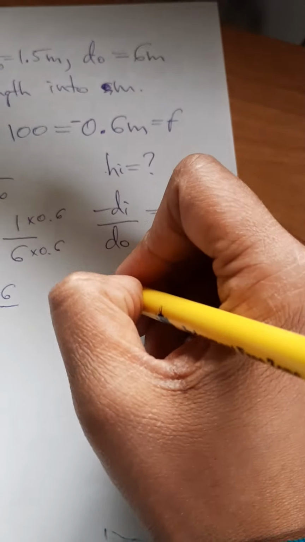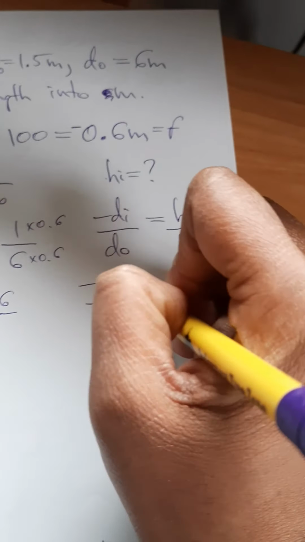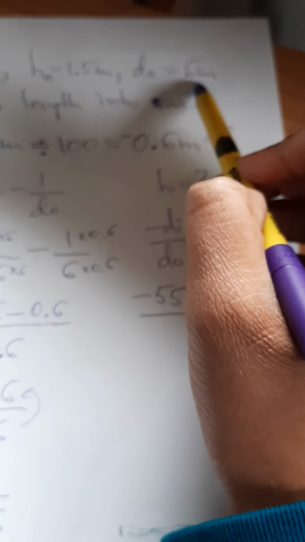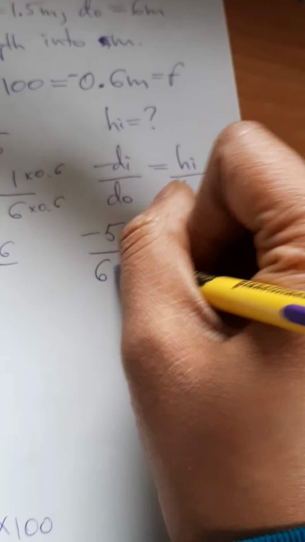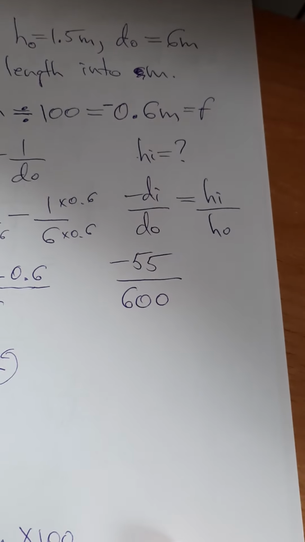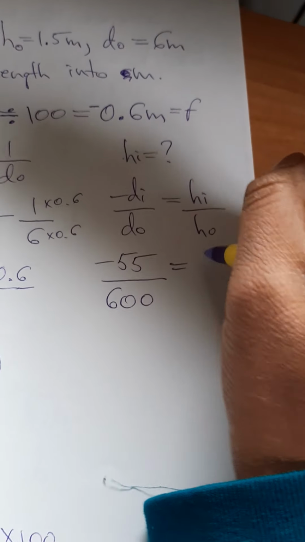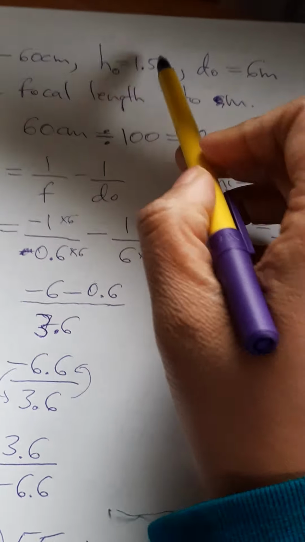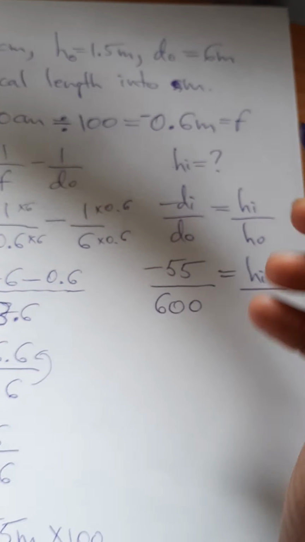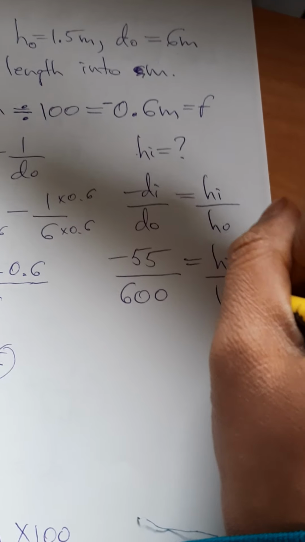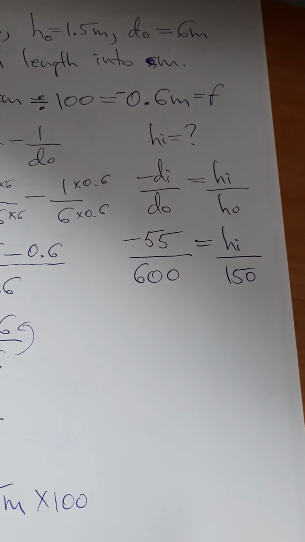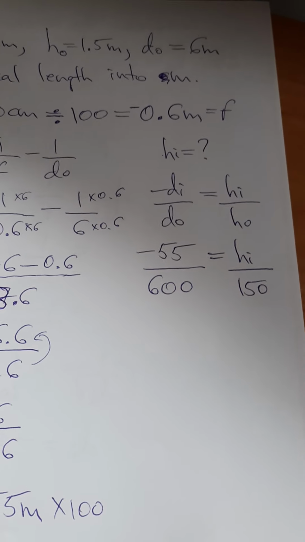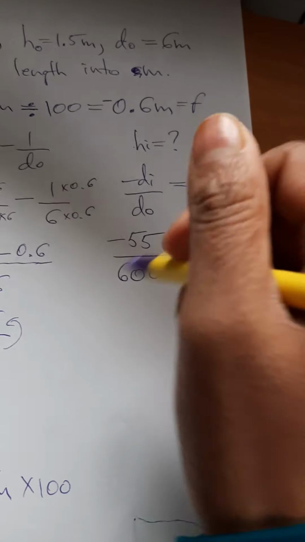So I have 55 centimeters. I have my do value. When you times that by 100, it's going to be 600 centimeters, equals hi. And I have my ho value here, times it by 100, so this is going to be 150. Usually the units that are used often are centimeters, so that's why I'm just going to convert it here to make it easier.